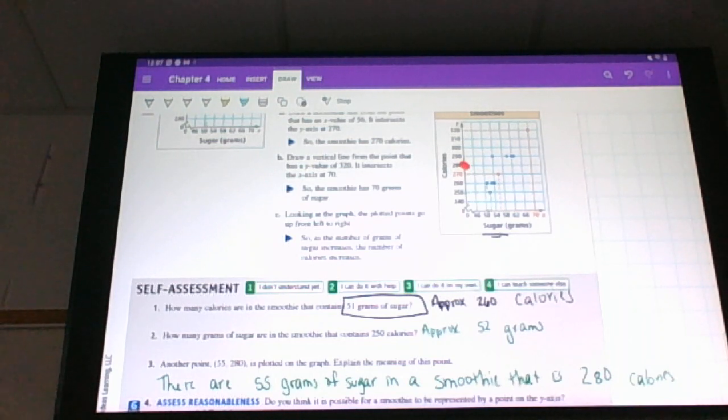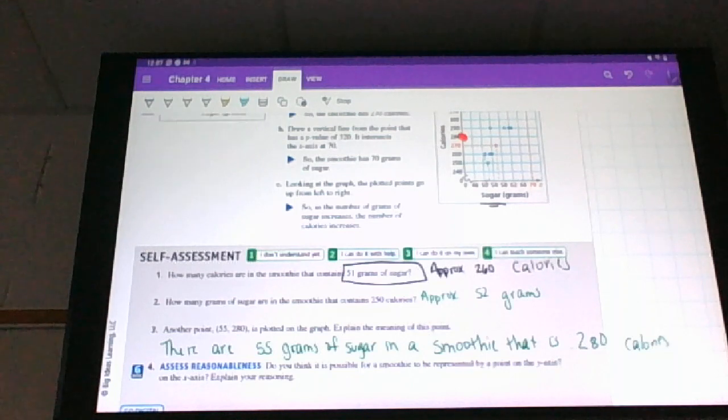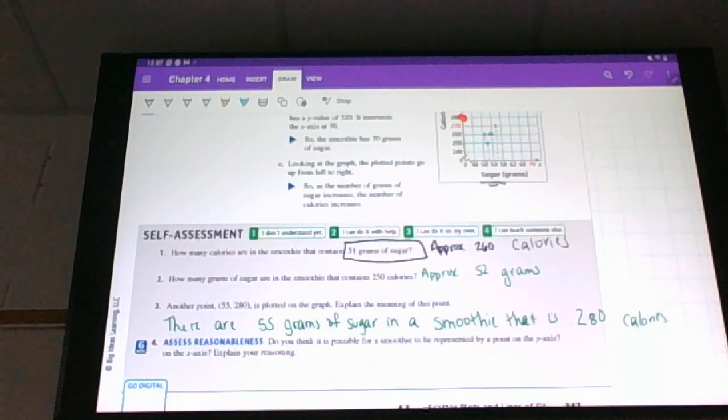Are there any 0 sugar smoothies? There are. What's in a 0 sugar smoothie? Water. Aspartame. Splenda. Nutrasweet. Sugarlose. It's pretty much like a diet soda, something other than sugar making it taste sweet.